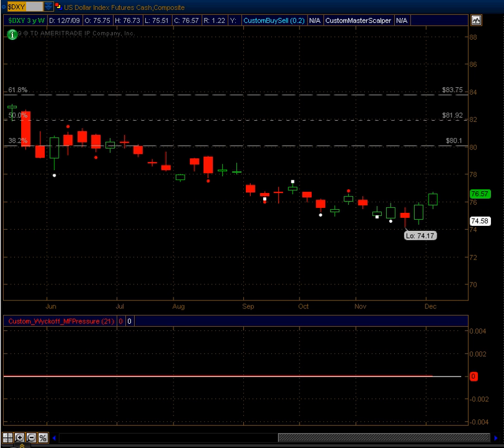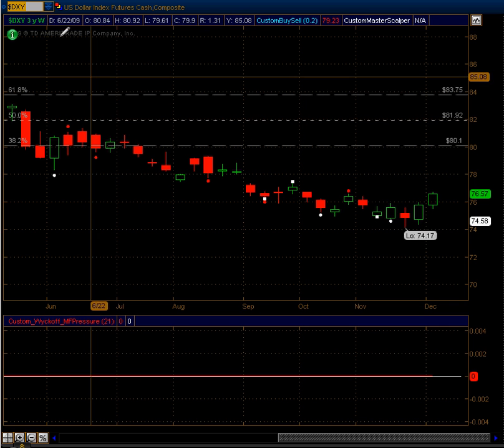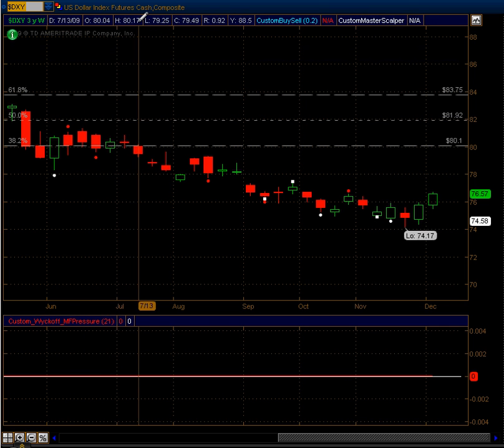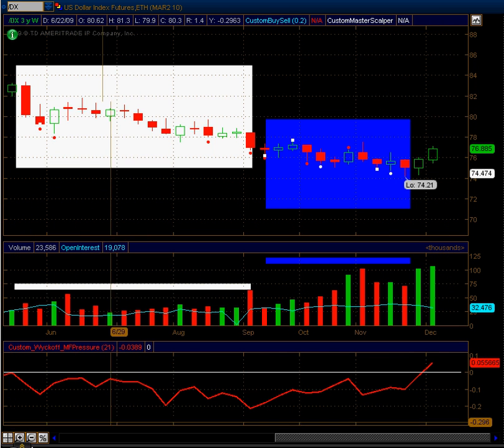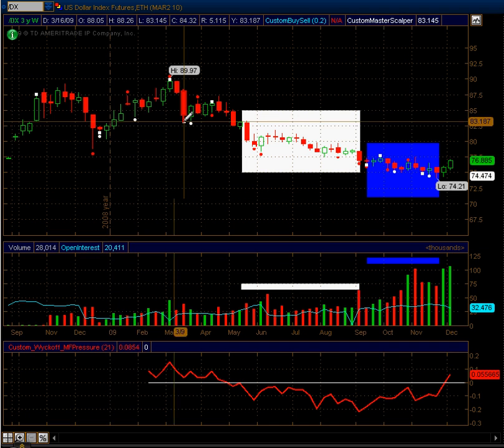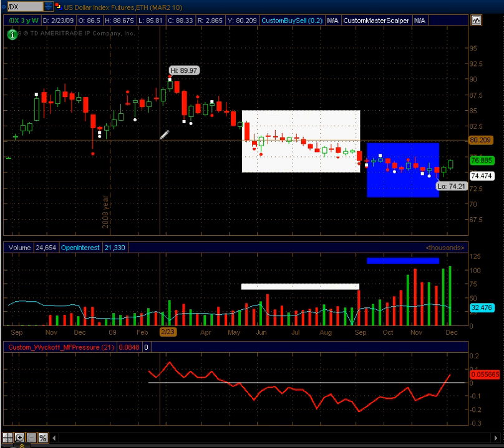What I have up right now is a chart of the US dollar index cash market, but I'm gonna change that real fast to the futures, because that way I'll be able to see the volume. And I've already got the chart set up, so I'm gonna try to explain this and go through it the best I can.